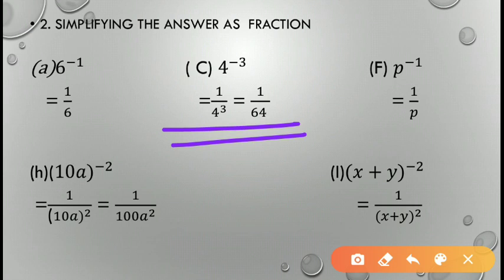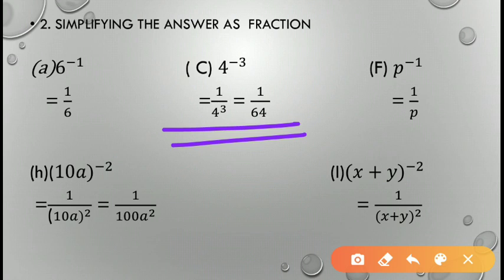This is your answer. First of all, why have we written this 1 by 64? Because we want our answer as a fraction. Here 4 to the power minus 3, first convert this minus 3 into a plus sign. How will you convert? Write the denominator in the place of the numerator and the numerator in the place of the denominator.